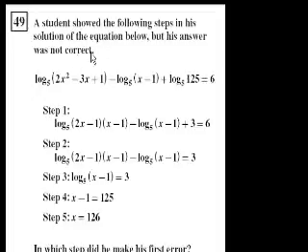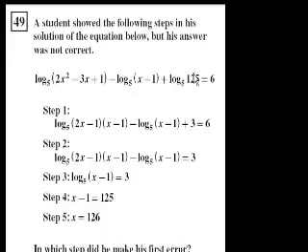Magenta is good. A student showed the following steps in his solution to the equation below, but his answer was not correct. And then at the bottom they ask, in which step did he make his first error? So let's see. Log base 5 of 2x squared minus 3x plus 1, minus log base 5 of x minus 1, plus log base 5 of 125 is equal to 6.